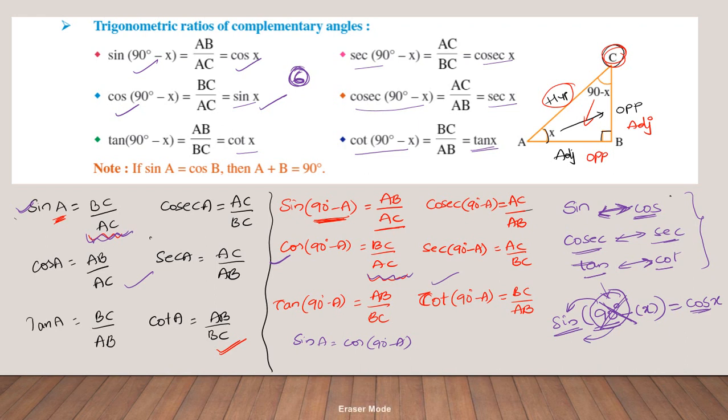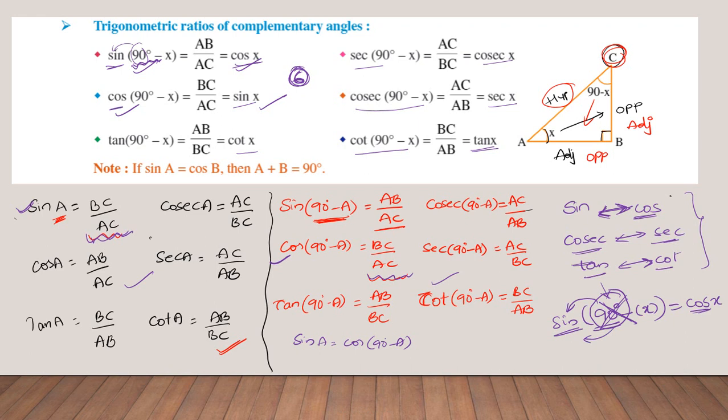The same way cosecant changes as secant, secant changes as cosecant, tan changes as cot, and cot changes as tan. Now you can clearly observe from this. So here you are having 90, right? So sine of 90 minus theta. So sine here, with 90, will be changing as cos x.